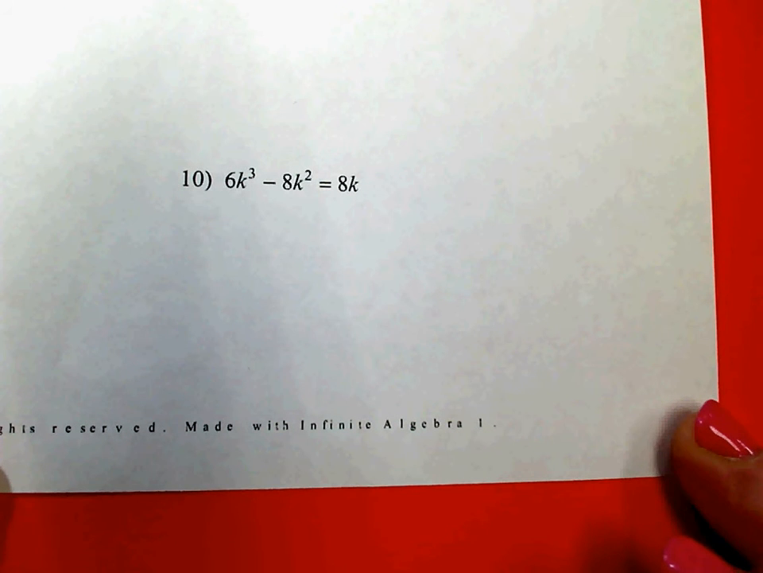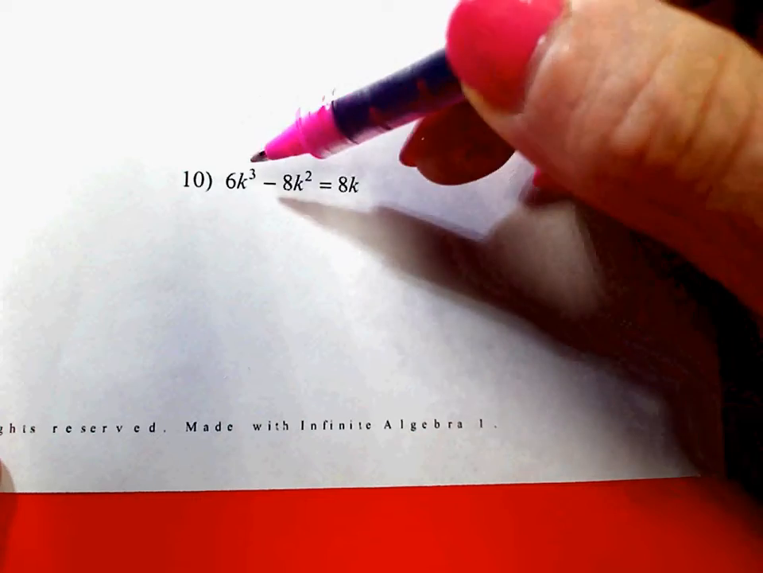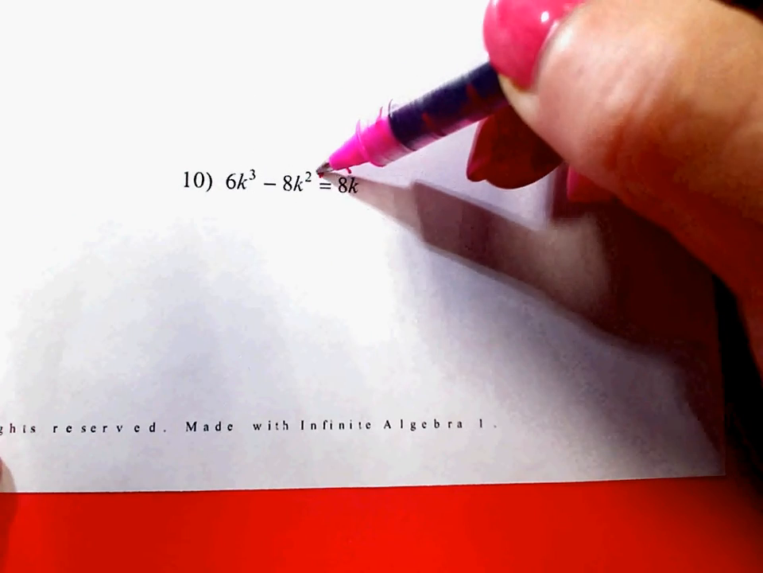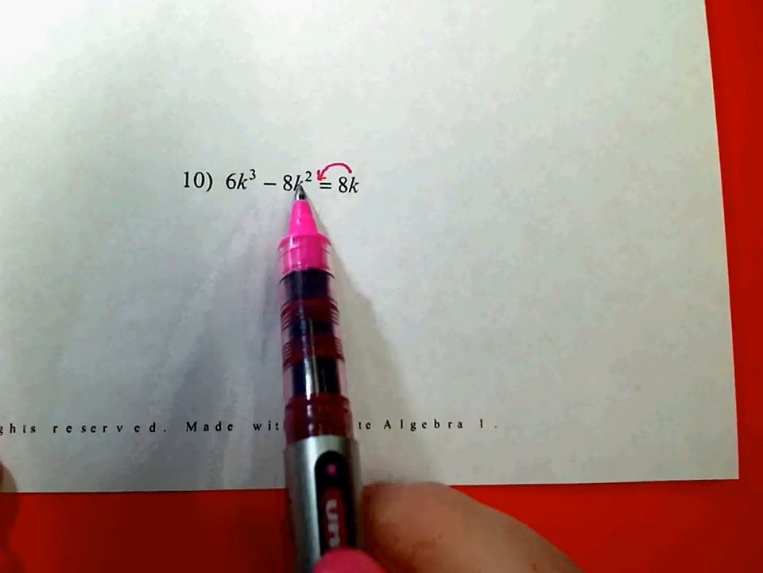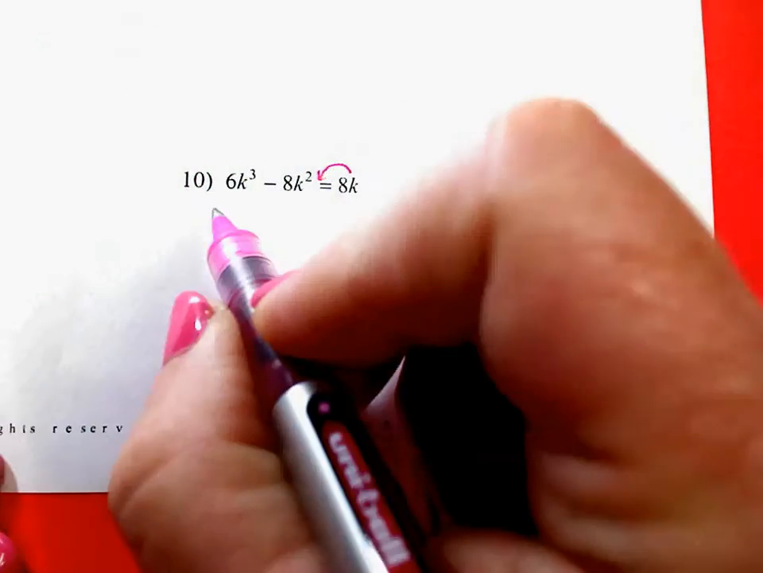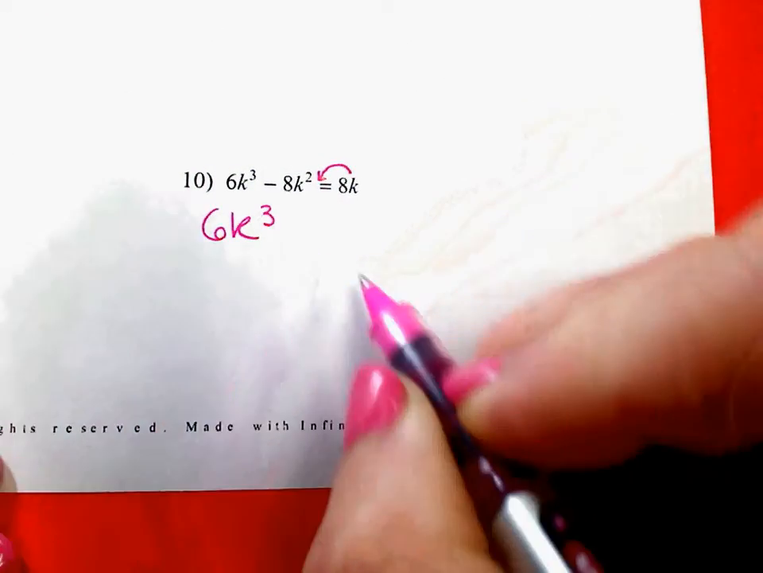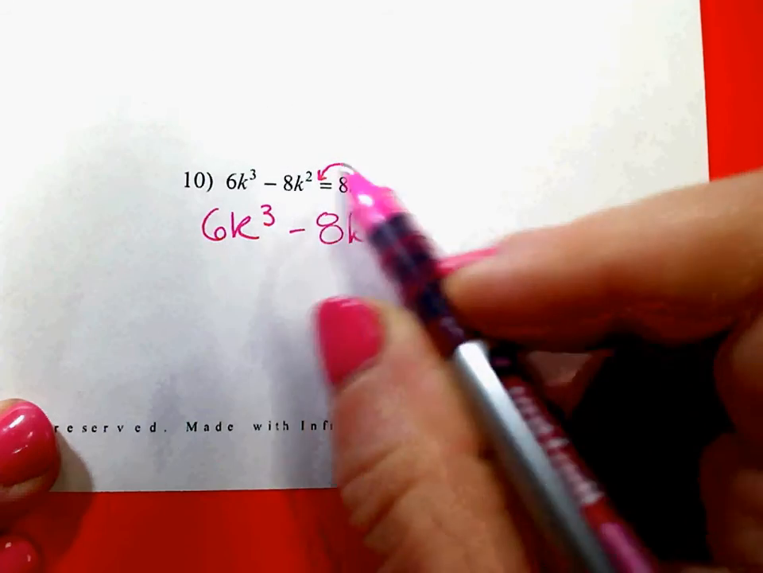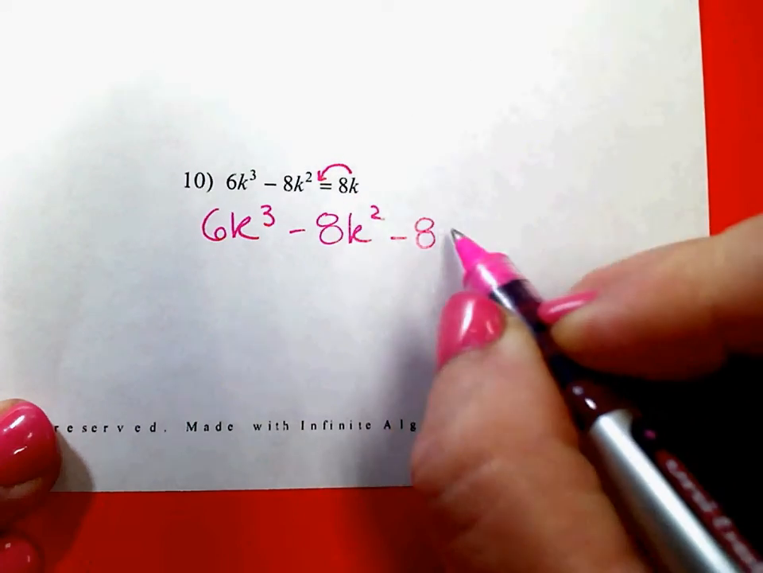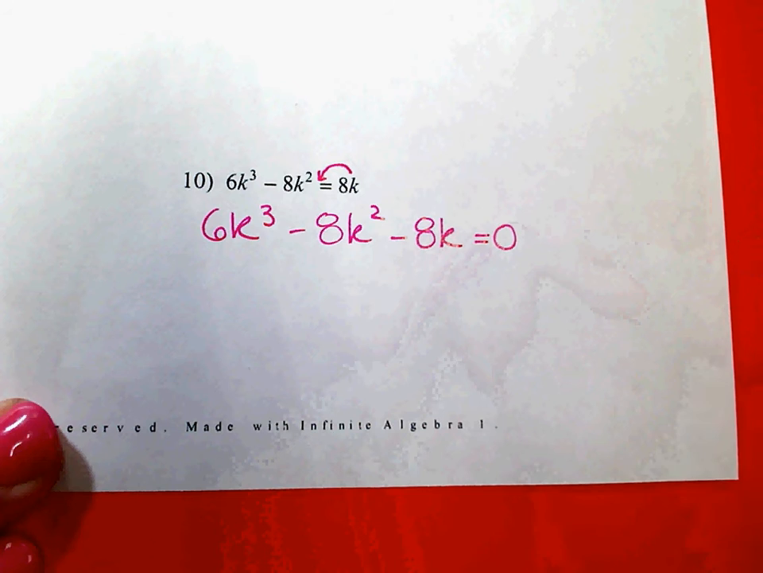Last problem. Again, this one is not equal to 0, so you need to start by getting everything moved to the left-hand side and making it equal to 0. You want it in standard form, so this time this 8k is just going to go on the end, so that it'll be k to the third, k to the second, k to the first. So you have your 6k to the third minus 8k to the second, and when this moves over it gets a sign change, so it turns negative, and there's nothing left on the right-hand side.